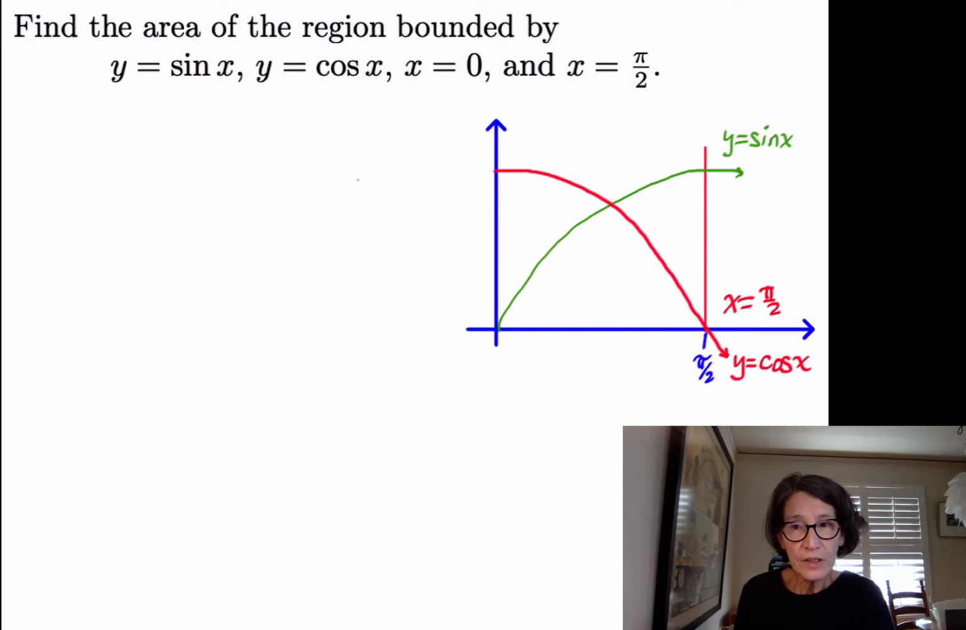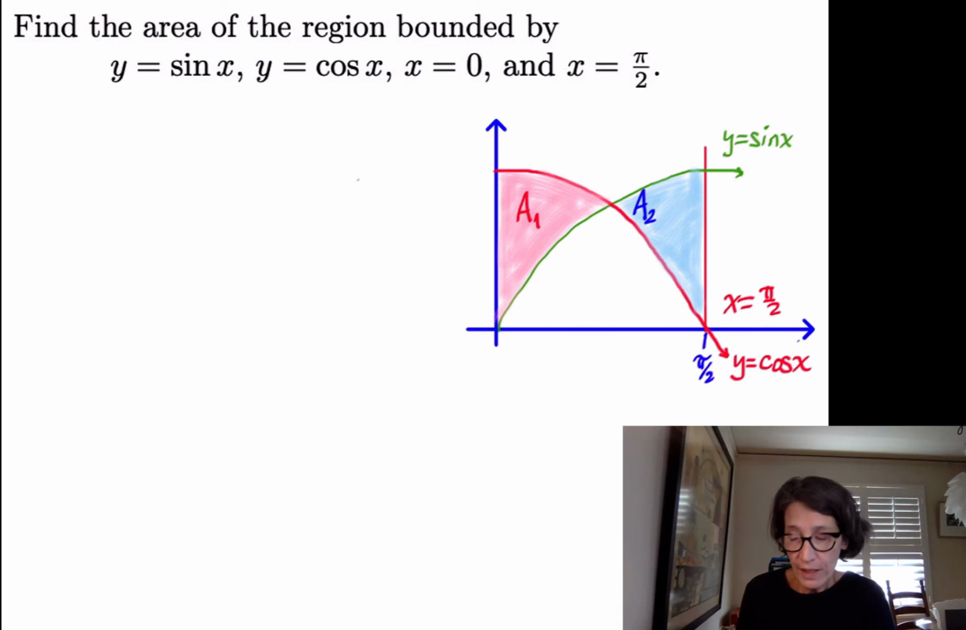All right, so it looks like when we compute the area of the entire region bounded by all four curves, we're actually computing the area of two regions. The area of the first region I'll call A1, the area of the second region I'll call A2. We're adding those two together.